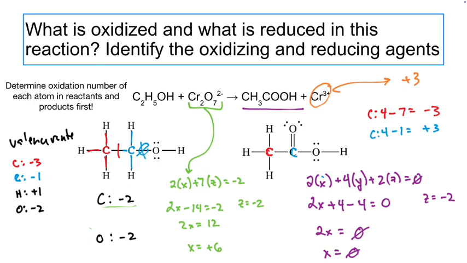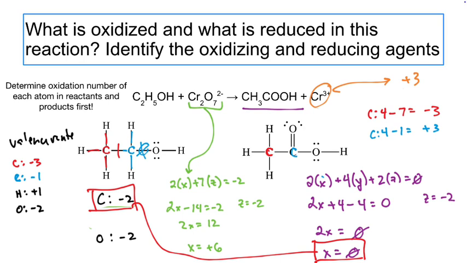What happened to the carbon? It went from a -2 to a 0, which means it lost electrons. Loss of electrons is oxidation, which means it's our reducing agent. Okay? If it's the reducing agent, then something else had to have been reduced.